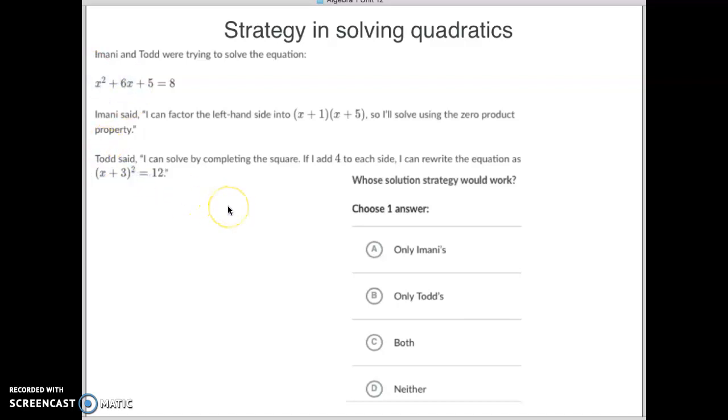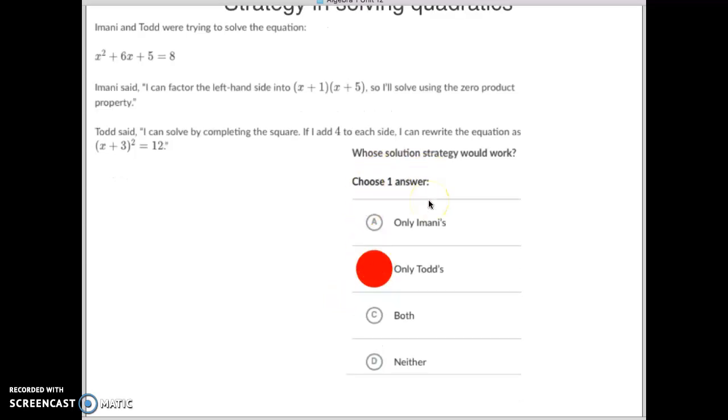So Todd, and I don't know, I'm kind of partial to the name Todd anyways. Todd's correct. And kind of get used to that this year, guys. Todd is correct. That is the correct answer. All right, moving on to the next one.